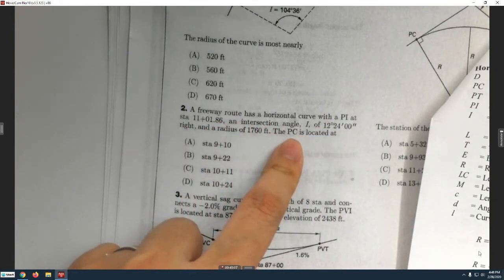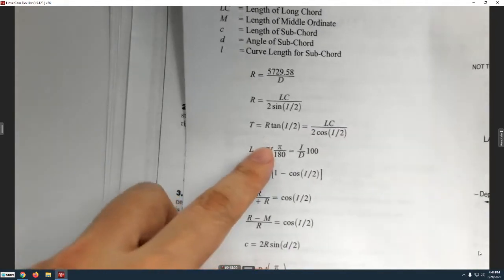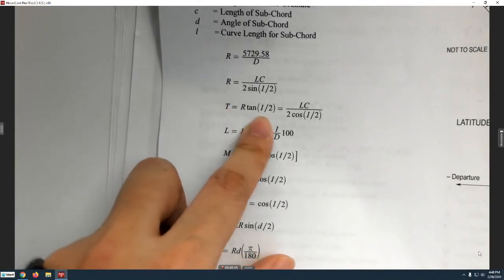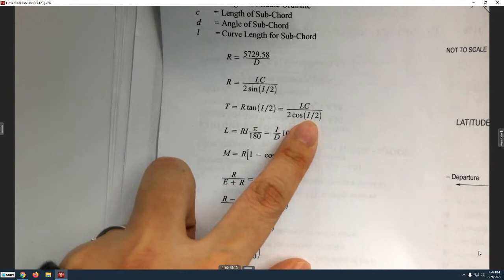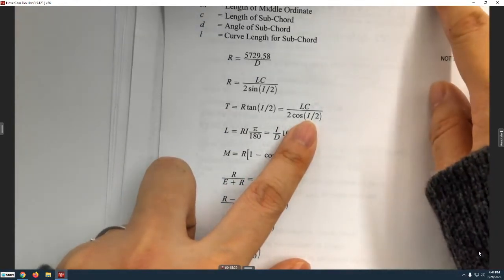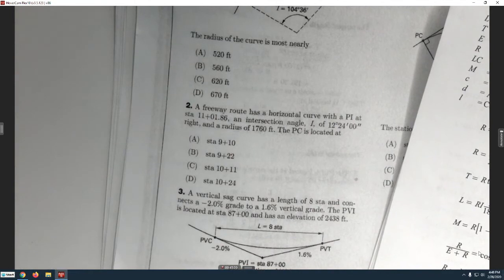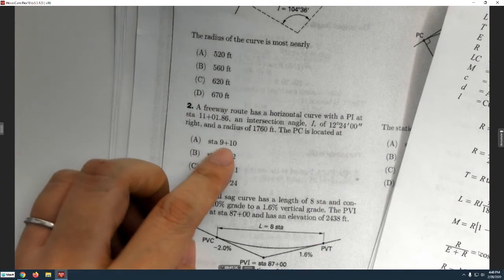Now PI's station is already known. The question is to get T. So let's check this. Radius is given, I is given, so we can directly use this equation to get T. And then we do the calculation, T is 191. So station of PC is therefore just PI minus this T. And then do the calculation, it is 910. So 910 feet, station 9 plus 10.